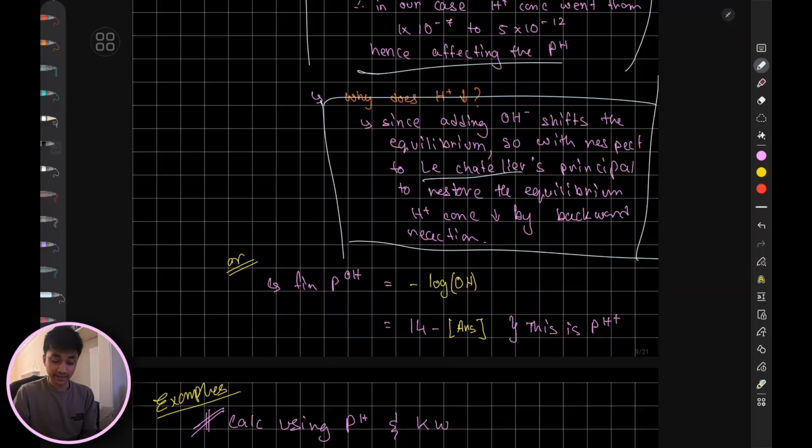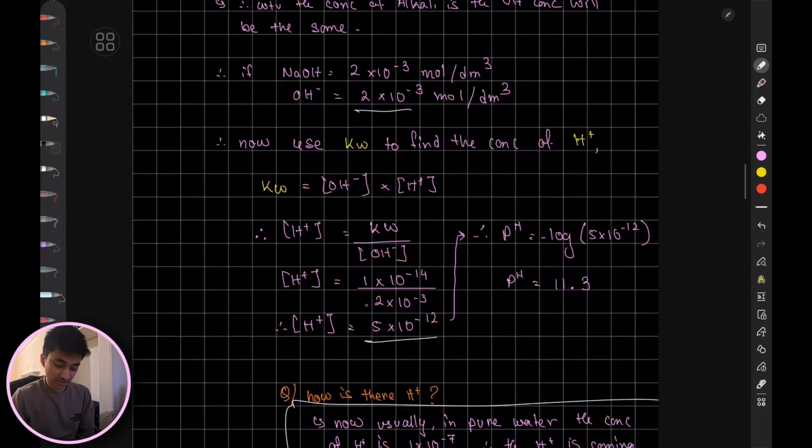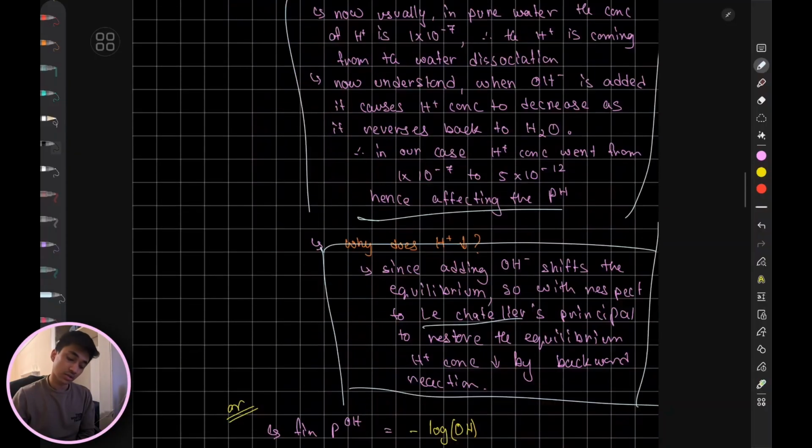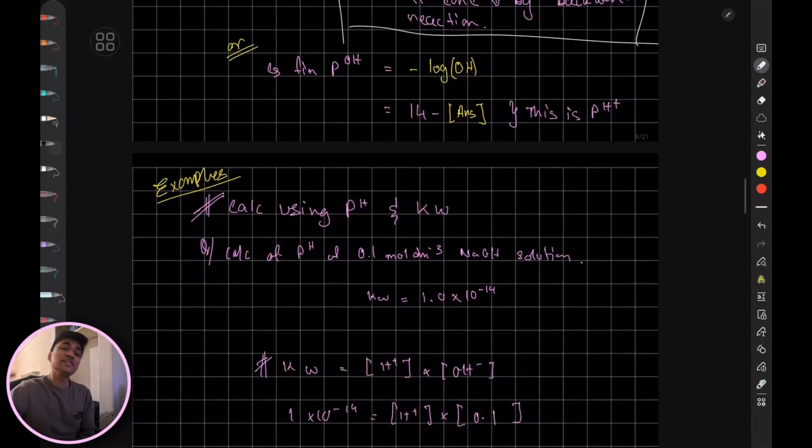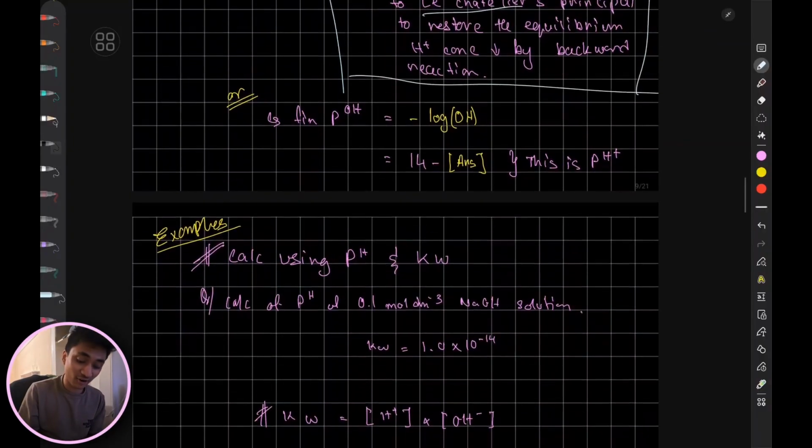Okay, good. Now, the other thing is you can also find pH by using the OH concentration. You don't need to worry about the H plus concentration. Over here, we found the H plus concentration and then used the pH formula to find the pH. You can also find something called pOH, which is interesting. pOH is basically the same formula with the concentration of OH inside.